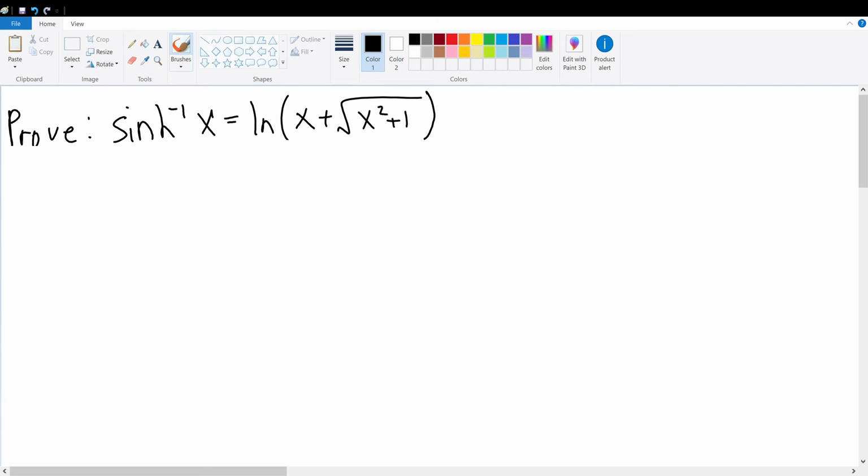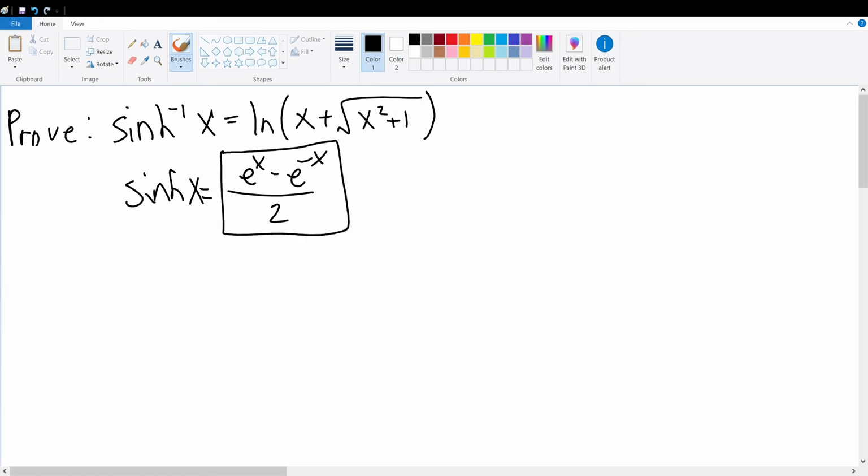Today we're going to be proving the arc of hyperbolic sine is equal to the natural log of x plus the square root of x squared plus 1. In our previous video, we found that the hyperbolic sine's definition is equal to e to the x minus e to the negative x divided by 2. I'm going to assume this quantity's outcome to be equal to a.